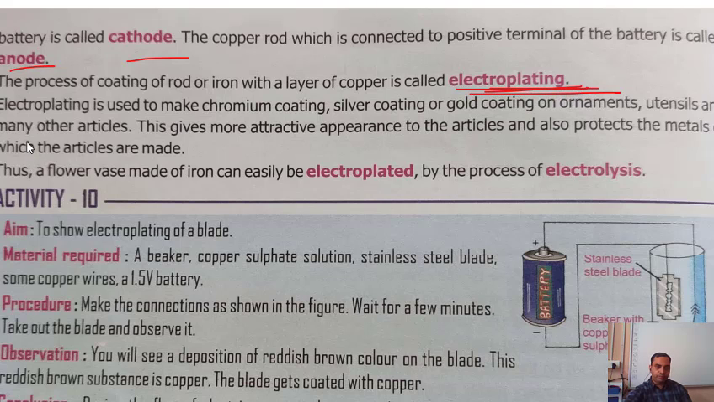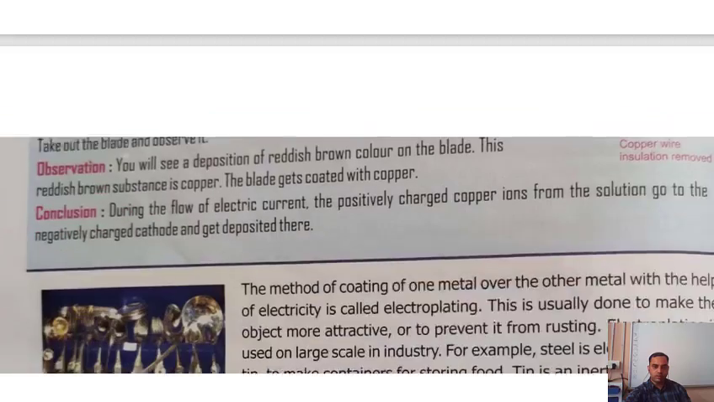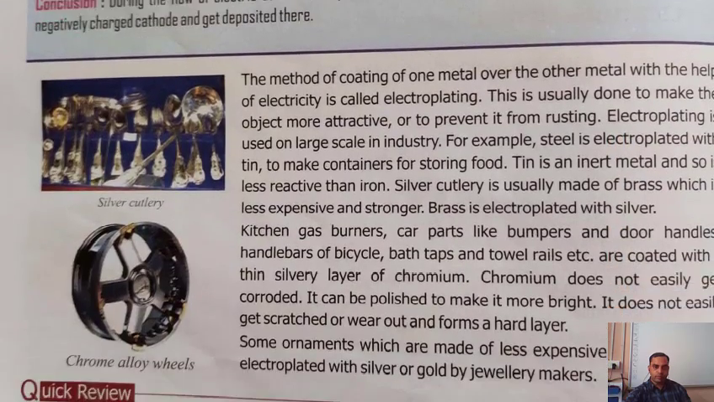So it can be used in chromium coating, silver coating, gold coating, ornaments, utensils, and all that. There are many more uses. Thus, a flower vase made of iron can easily be electroplated. The process is called electrolysis. This is another example. Here you can see this is a copper wire, and this is a razor, a stainless steel blade where electroplating can be done. The method of putting one metal over another metal with the help of electrolysis is called electroplating. This is the definition of electroplating.